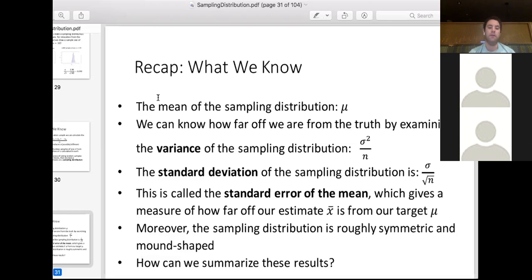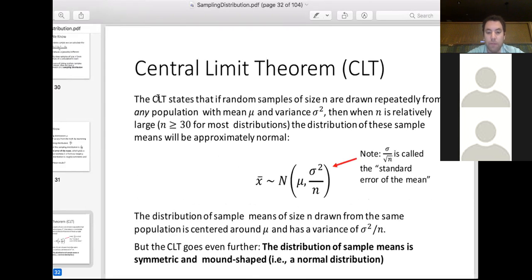So just to reiterate, the standard error of the mean gives a measure of how far off our point estimate x bar is from our target mu. And the sampling distribution will be roughly symmetric and mound shaped. We can describe the center of that distribution by mu, and the variance will be sigma squared over n. If you take the square root of that, we get the standard deviation of the sampling distribution, which is sigma over the square root of n.